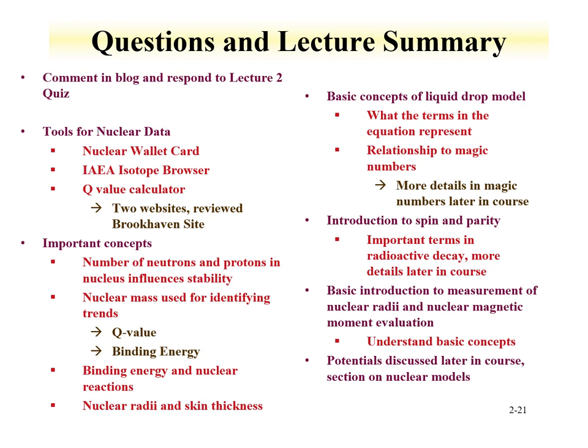In summary, Lecture 2 provided a strong overview of the tools used for nuclear data. This included the nuclear wallet card, the isotope browser, and two Q-value calculators. One from Brookhaven was reviewed in detail. The important concepts that you should take away from this lecture include that the number of neutrons and protons in a nucleus influences their stability, that the nuclear mass can be used for identifying trends, such as energetics, the Q value, and the binding energy, that the binding energy is related to important reactions, such as fission and fusion, and that nuclear radii and skin thickness can be measured and calculated.